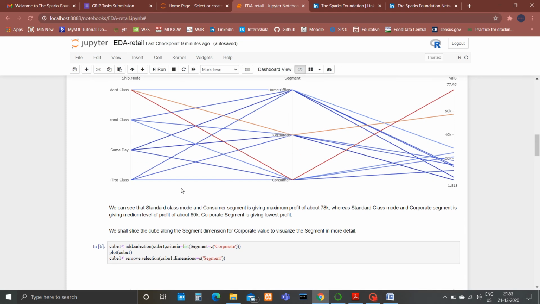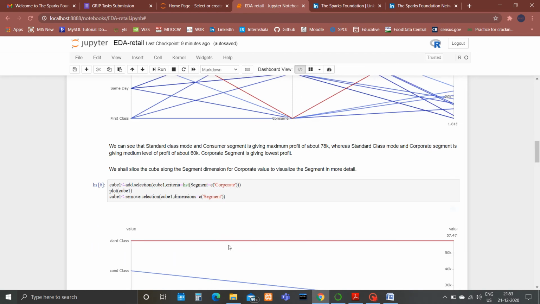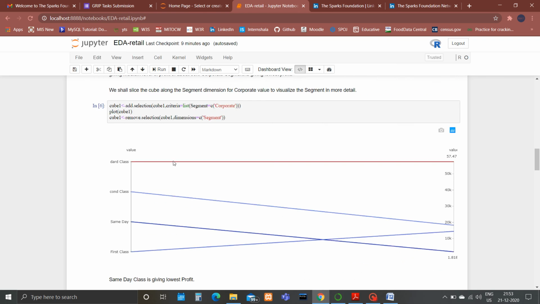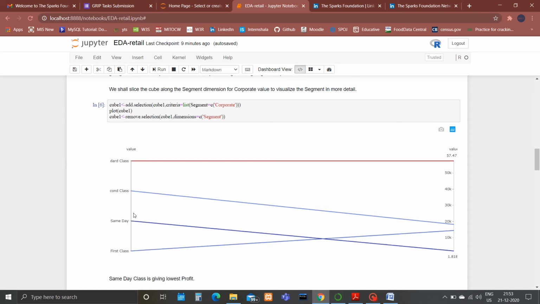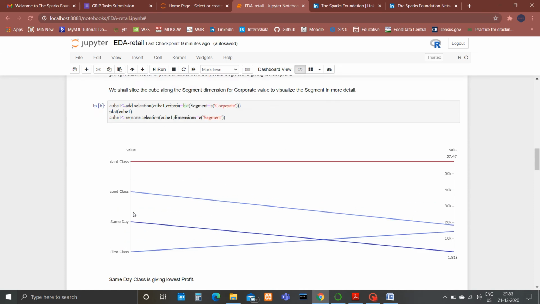So for that, we are slicing the cube using this segment corporate. So the plot is this, and then plotting it. You can see that we are getting the lowest value from the same day. So for the same day ship mode, we are incurring losses. So this is about the first cube.